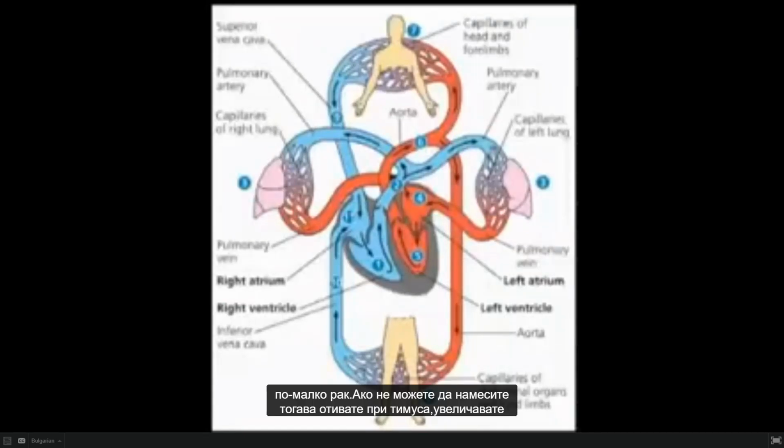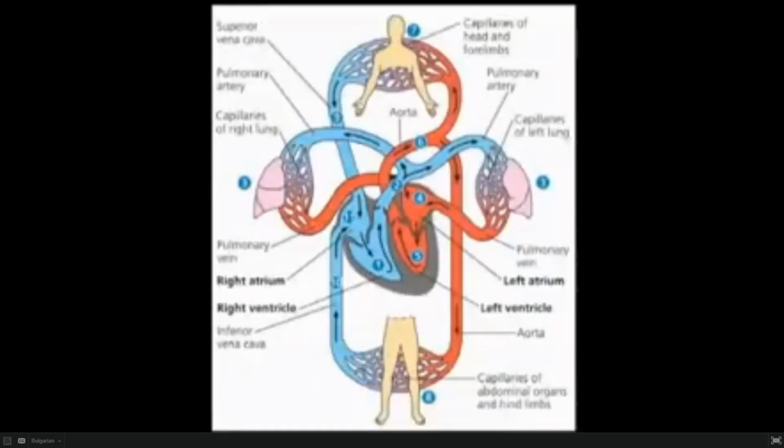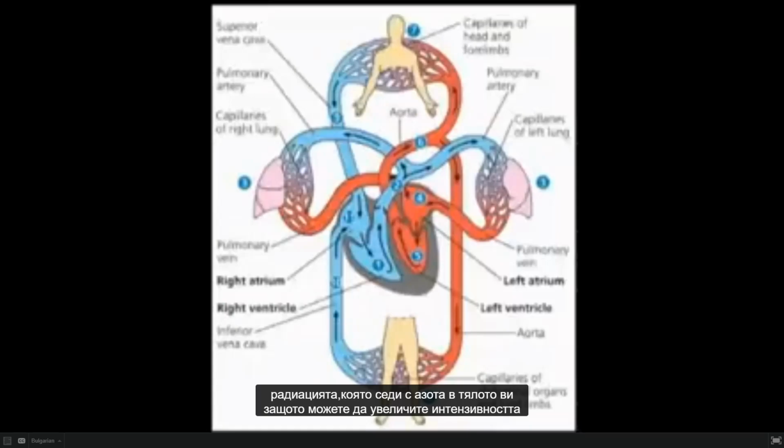If you cannot interfere with it, then you go to the thymus. You increase the radiation which sits with the nitrogen in your body, because you can increase the intensity of the radioactive or extreme ultraviolet of the nitrogen into X-ray and above through the B12, through cesium.